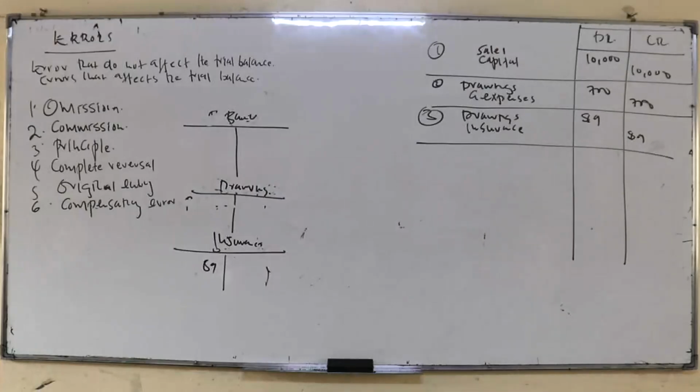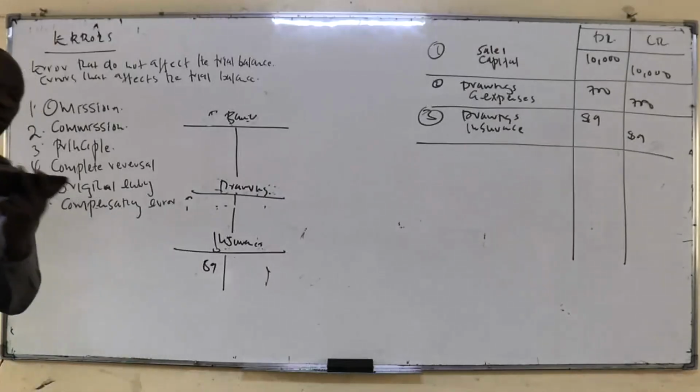Yeah, being correction of private insurance posted in the insurance account, isn't it? So that is what you're correcting. We go to the next one.